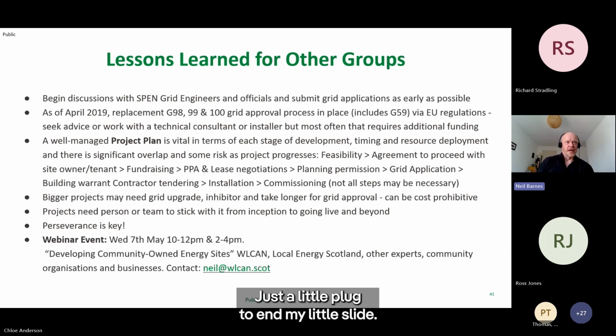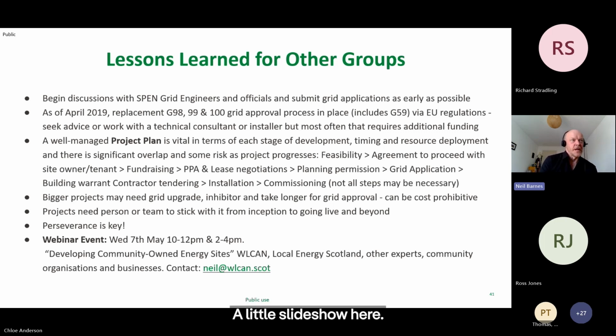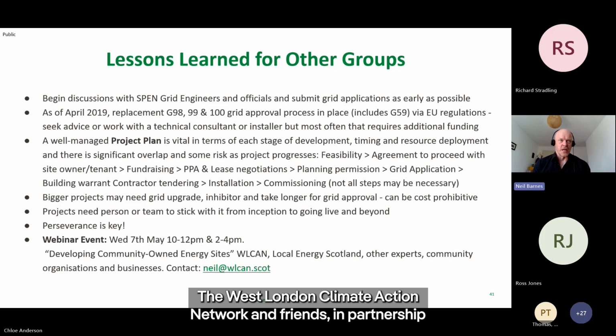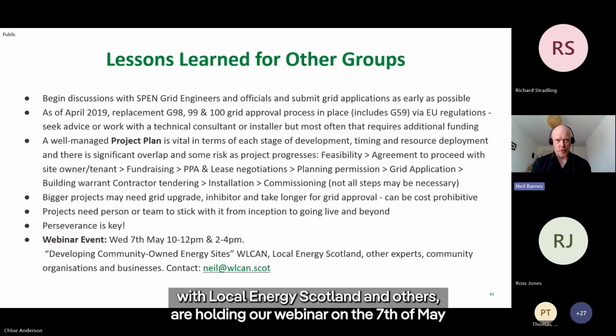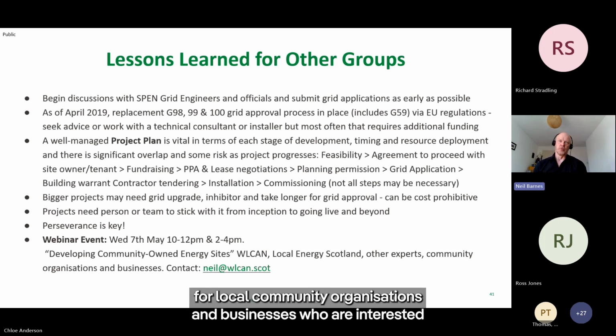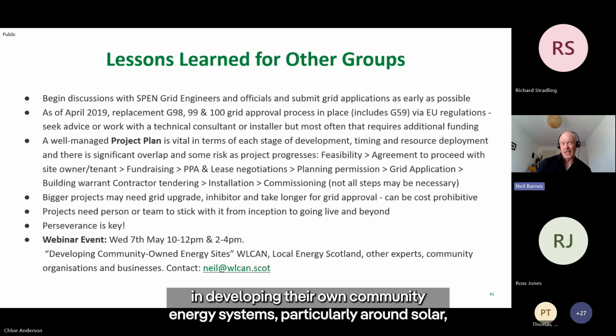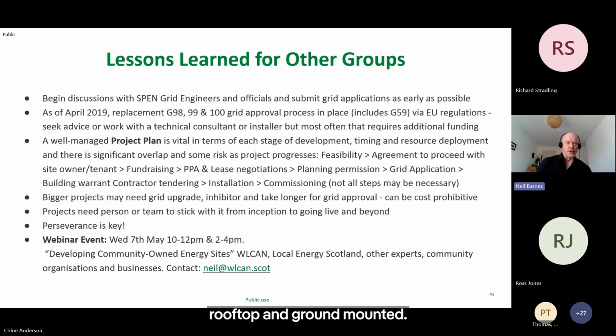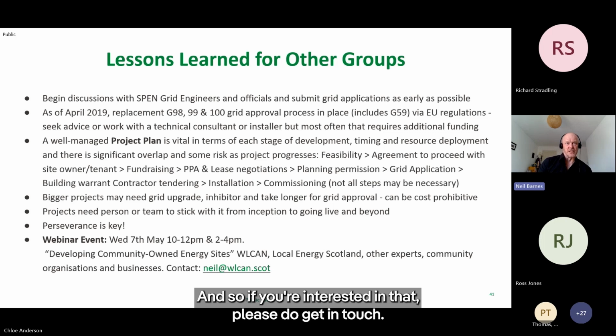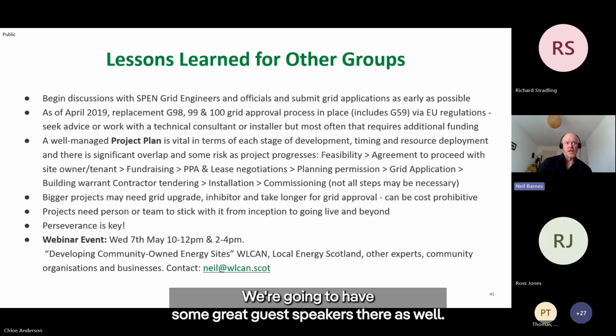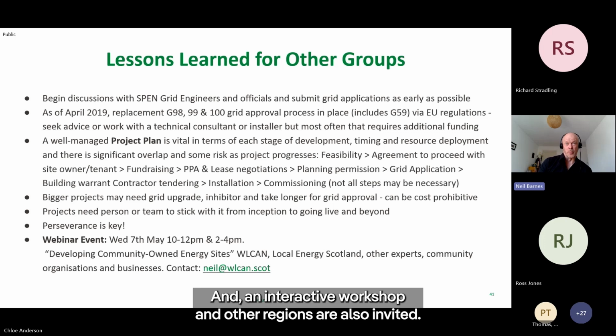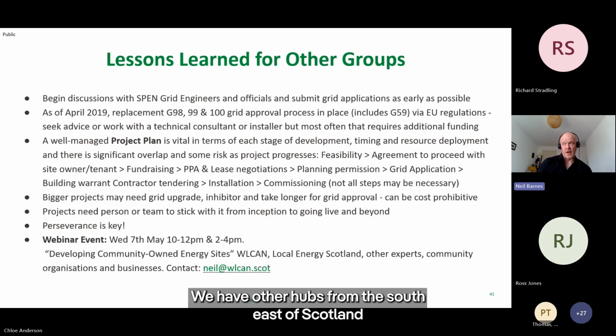Just a little plug to end my little slideshow here. The West Lothian Climate Action Network and friends, in partnership with Local Energy Scotland and others, are holding a webinar on the 7th of May for local community organisations and businesses who are interested in developing their own community energy systems, particularly around solar, rooftop and ground mounted. So if you're interested in that, please do get in touch. We're going to have some great guest speakers there as well, and an interactive workshop, and other regions are also invited. We have other hubs from the southeast of Scotland that are interested in this, so please do get in touch, and thank you very much again for the invitation.